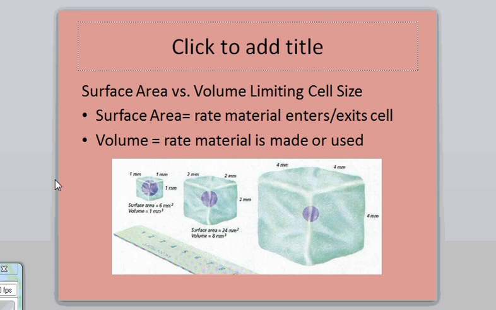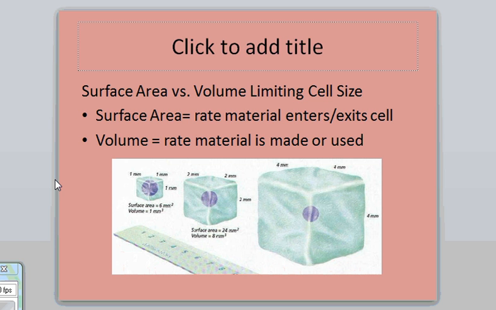So we're going to continue on with cell structure and function. The last couple of days we've been using the potatoes and cutting different sizes to look at surface area versus volume and how it's a limiting factor for cell size. Our first slide here, you can see that we're going to talk again about surface area and volume and how they are limiting factors for the cell.